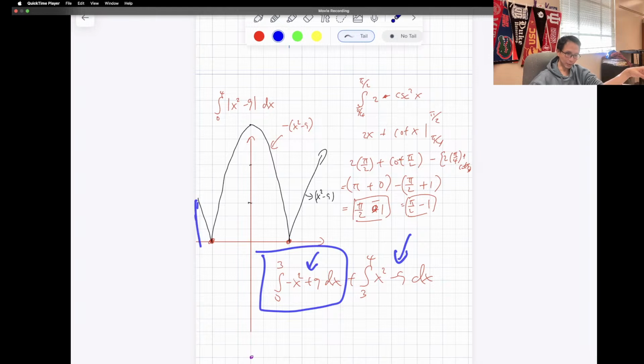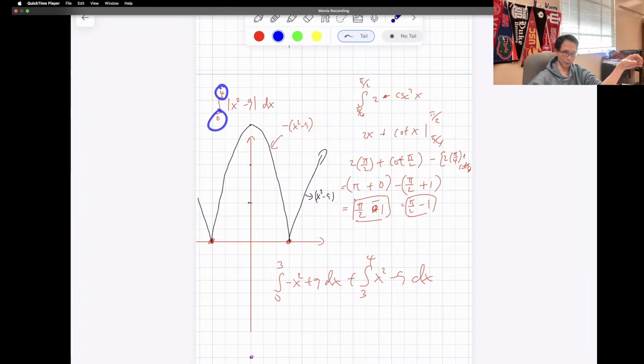This side? Wait, never mind. This side's the original function. This side's the original function. The middle part is the opposite original function. Yes, because they say from 0 to 4, so it's 0 to 3 and 3 to 4. But 3 is the point where they cut off from the original function to the opposite function.